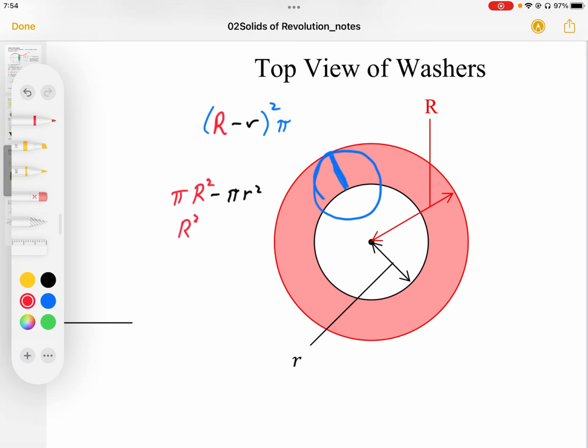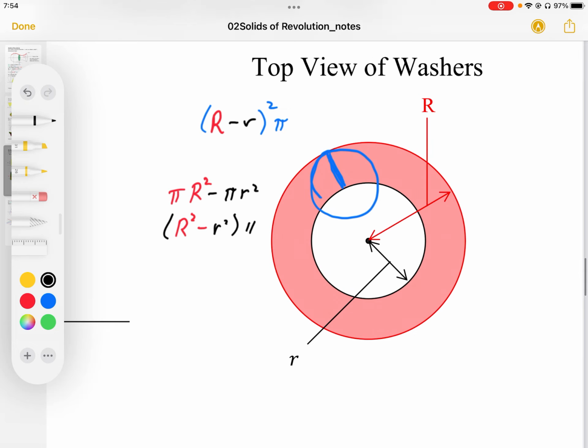If we take the difference of the squares of the radiuses, and then multiply by pi, this will find the red area. So I'm just going to highlight that in red because this will calculate that red area. We're looking for the difference in the areas of the two circles. We are not looking for the differences in the radiuses because the difference in the radiuses does not give us that area.